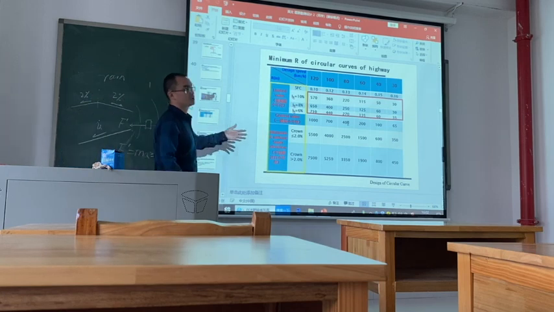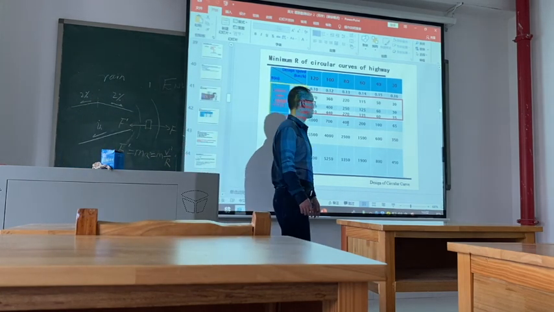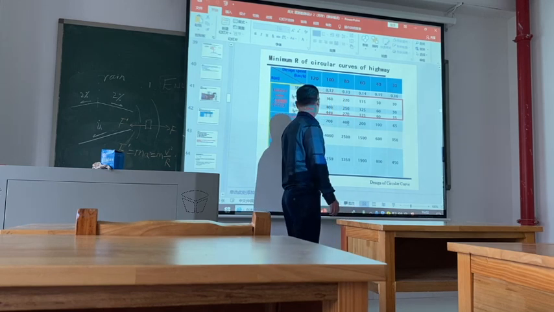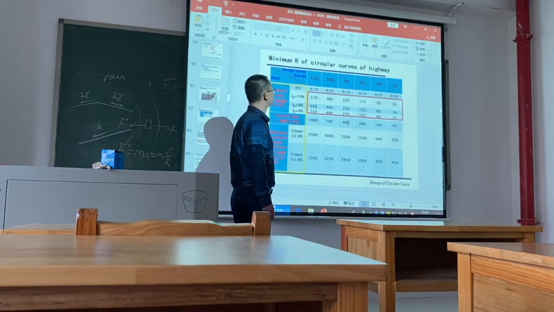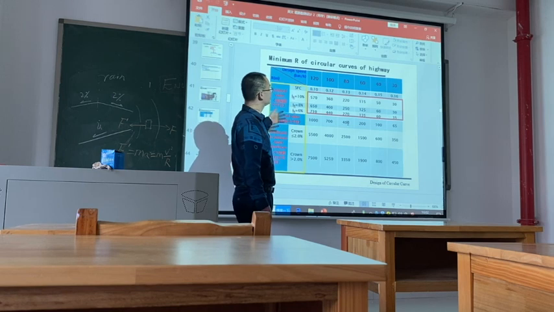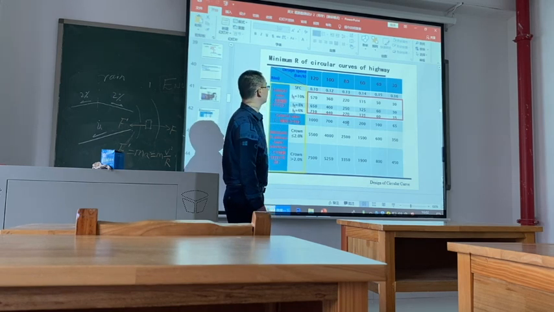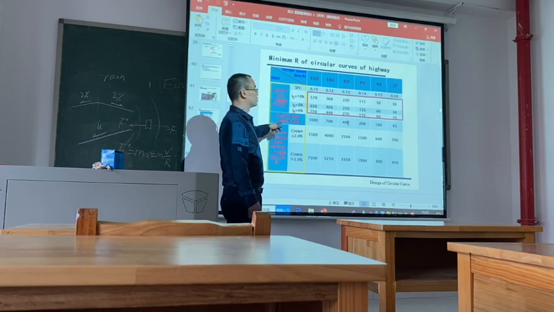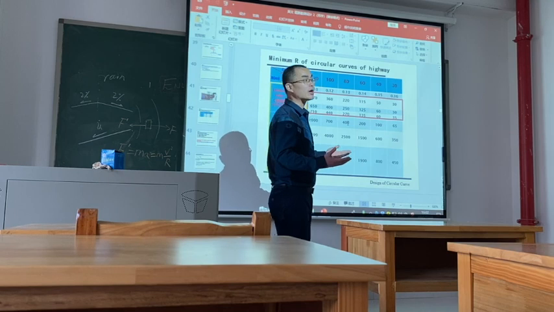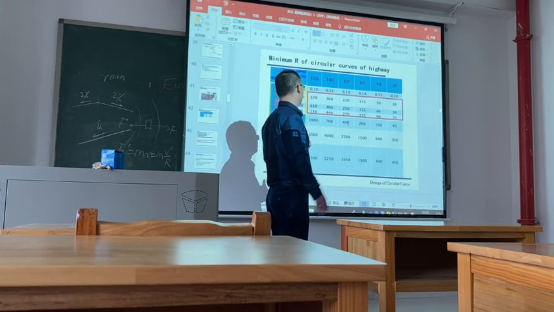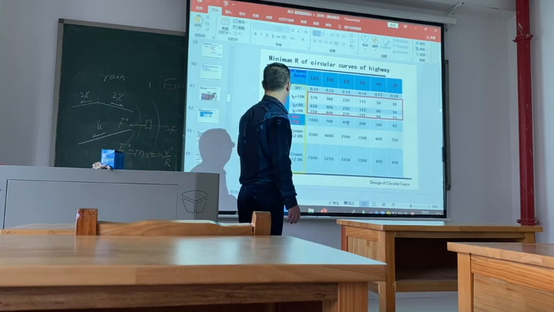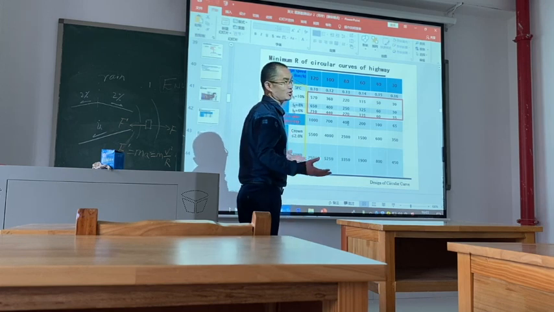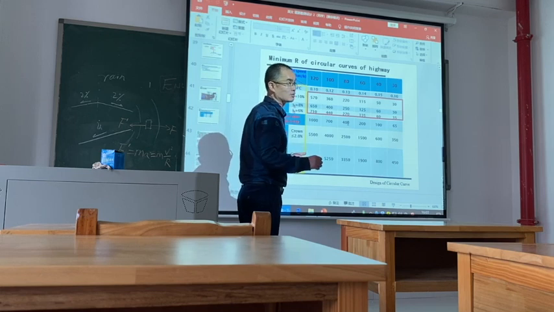This table is very important. Very important. Do you understand? The general value is for what? On general condition, on general terrain condition.